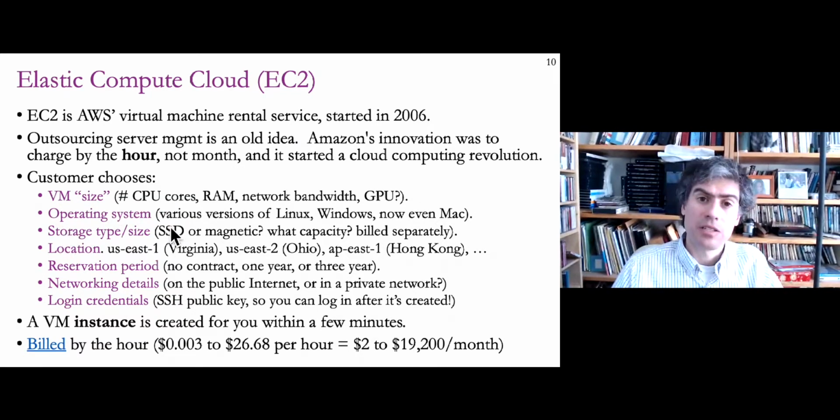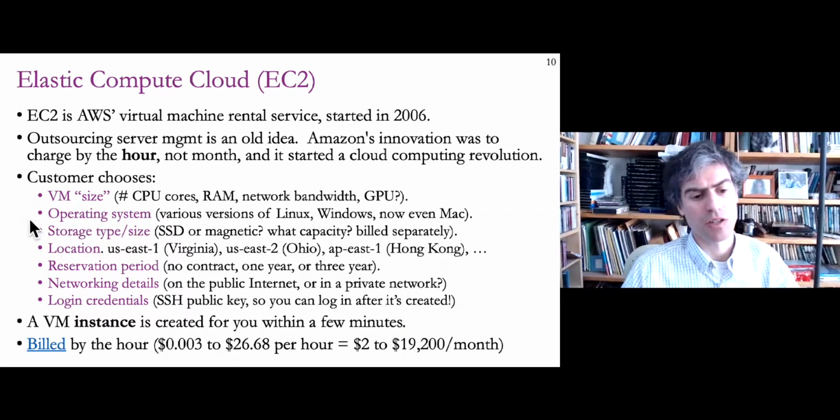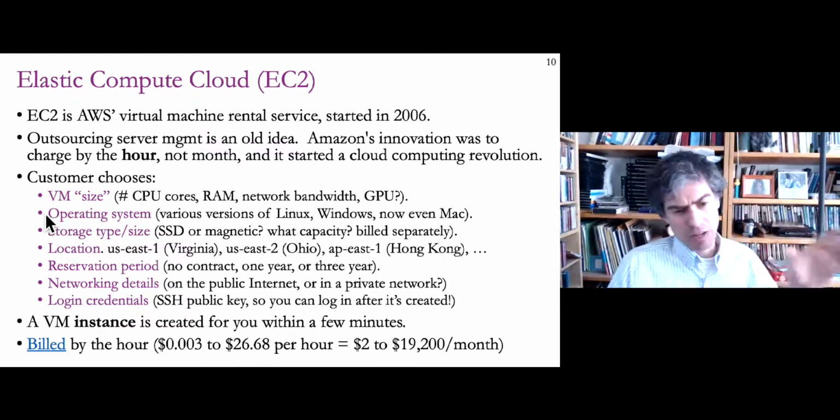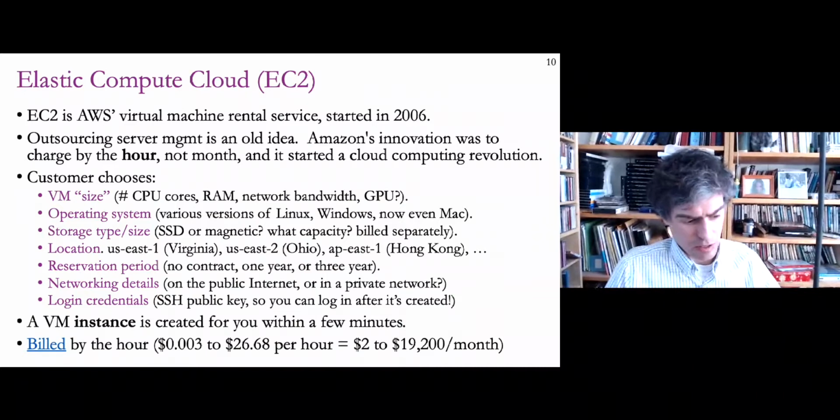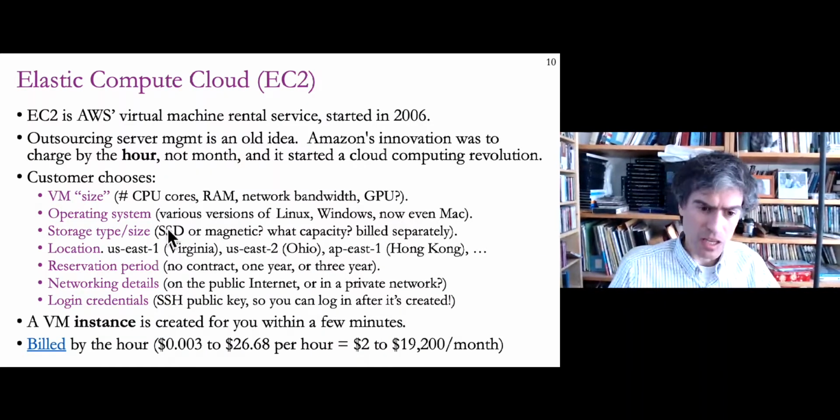You choose the operating system you want pre-installed, and there's a library of different options you can have. Basically, any operating system you would want. Some of them are more expensive than others, depending on whether they're free operating systems or proprietary. You choose the type of storage you want connected to it. The storage is also virtualized. There's typically a big pool of storage that's shared that can be dynamically connected to the virtual machines. You specify both the type and the size, the speed and the size.